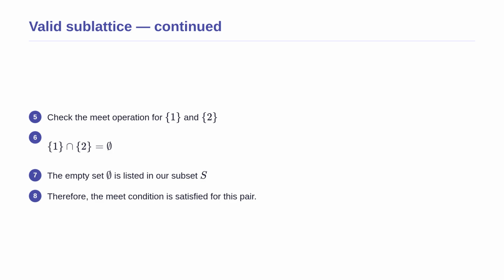Now that we have our subset, let us test the meet operation for the elements containing 1 and 2. We calculate their intersection. Since a set containing only 1 and a set containing only 2 share no numbers in common, their intersection is the empty set. We now look back at our subset S and ask, is the empty set one of the elements listed? Yes, it is. Because the result exists inside our subset, the meet condition is perfectly satisfied for this specific pair. We must now check the join operation.